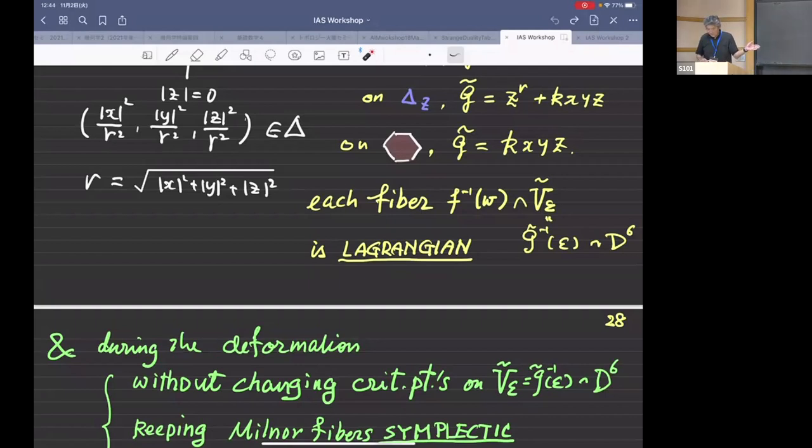We can do that. And at the final stage, if you look at the fiber of that map, then every fiber is Lagrangian. And clearly we can see only one regular fiber, which is exactly Lagrangian. That's the construction.